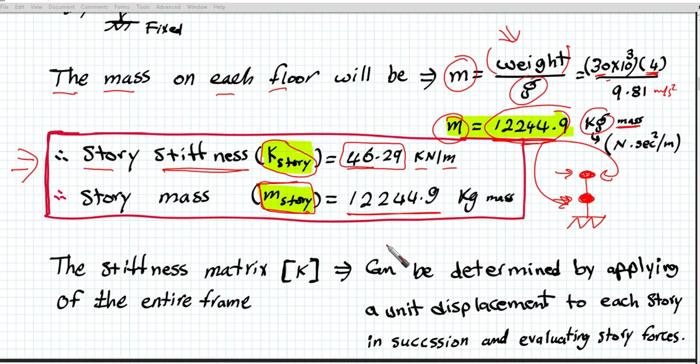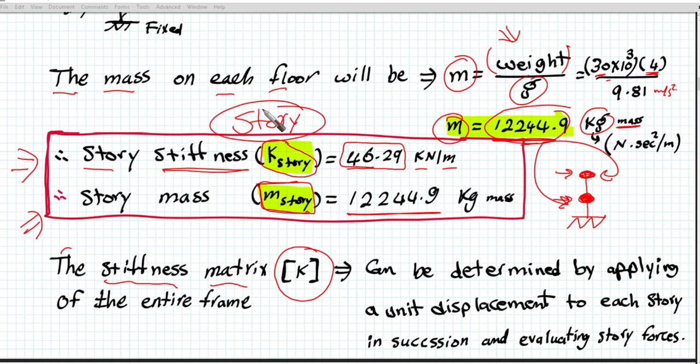Then let's go and form our stiffness matrix. So let's form the stiffness matrix K of the entire frame. Here we are just talking about one story, but we have two stories here. This means that we need to form the stiffness matrix of the entire frame. So take care of this word, entire frame.